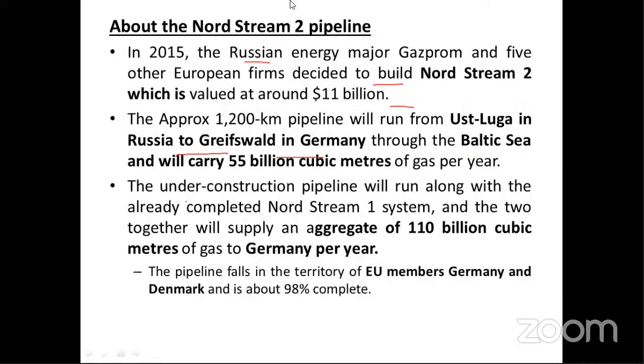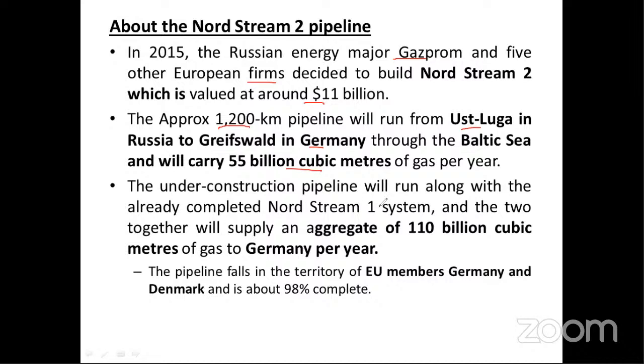Now about this Nord Stream 2 pipeline. In 2014-2015, the Russian energy major company Gazprom and 5 other European firms decided to build Nord Stream 2, which is valued at about $11 billion. This is a project of about $11 billion. The total length of this pipeline is 1200 kilometers, running from Ust-Luga in Russia to Greifswald in Germany through the Baltic Sea, and it will carry 55 billion cubic meters of gas per year.